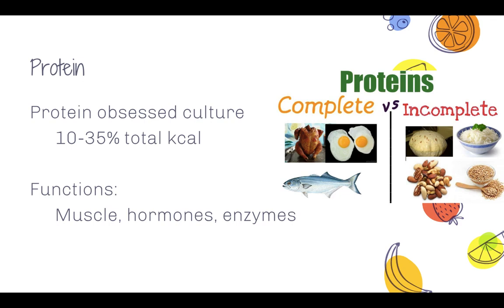The way we classify proteins is considered complete or incomplete. The complete proteins are all your animal-based proteins, and also soy. Soy is an outlier. And with that, it means that they contain all 9 essential amino acids. I'll get to that in a bit. The incomplete proteins are your plant-based sources. So things like your nuts or your grains, they're going to have protein in it, but it is considered an incomplete protein because it lacks one or more amino acid that's essential.